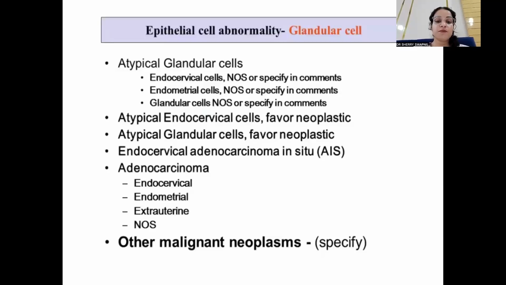This is just a brief regarding glandular cell atypia. Atypical glandular cells could be endocervical cells, endometrial cells, or glandular cells of no special type. Atypical endocervical cells that favor neoplastic etiology. Atypical glandular cells that favor neoplastic etiology. And then endocervical adenocarcinoma in situ or adenocarcinoma. So these are the glandular cell abnormalities that we can see while studying a Pap smear. Next, please.